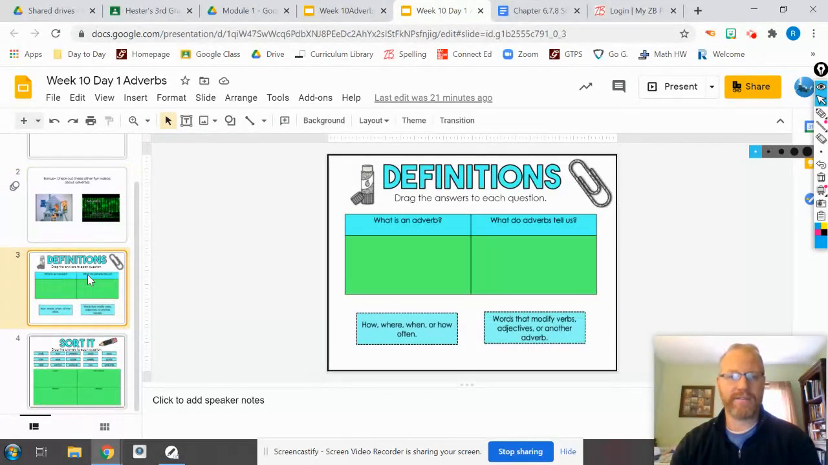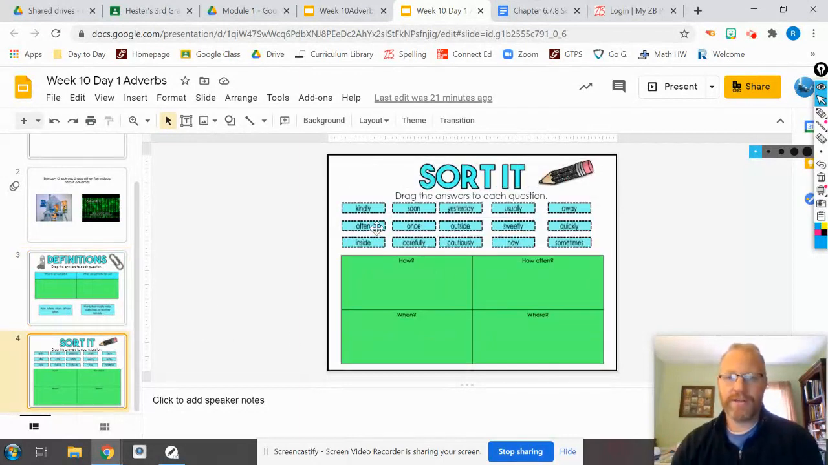And then when you come down to slide 3, you're going to describe what is an adverb by dragging the definition. So which one is the definition of an adverb? Then, what do adverbs tell us? So which one is what adverbs tell us? Drag it to the green box. Next, number 4, you're going to sort it. Drag the answers to each question. So we have how often, when, and where.